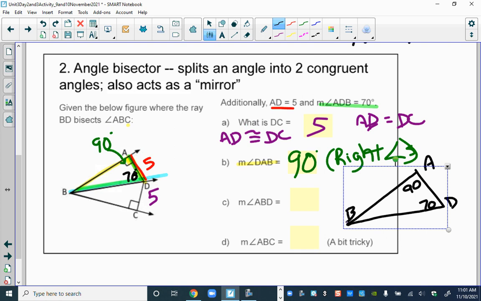ABD, A to B to D. Well, we don't know what it is yet, but can we figure it out? Yes. Careful. All right. What's the sum? What must all three angles add up to be? 180.